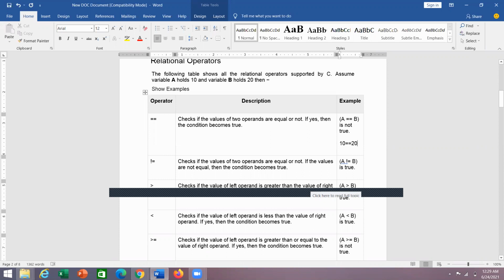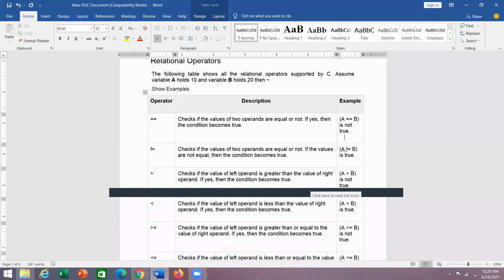Are both values equal? No, so it's not true. It's not true. Okay, I understand what I'm saying. The double equals operator is used to check whether the two operands are equal or not. If it is equal, it will display true. If it is not equal, it displays that it's not true. Okay, this is the output.